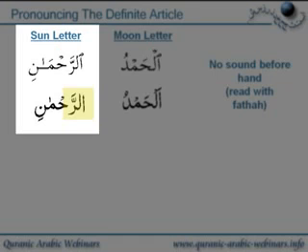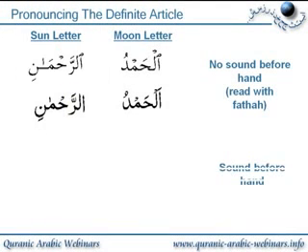But if you were to see that on its own, all we need to know is there's no sound before it, read the al as if it's got a fatha on the Hamzatul Wasl, and join it to the letter with shadda. Now we'll do the same thing, but this time we'll take an example where there is a sound before the words.